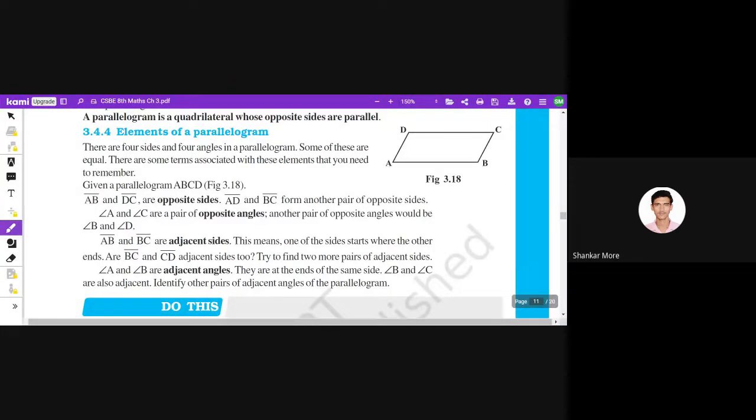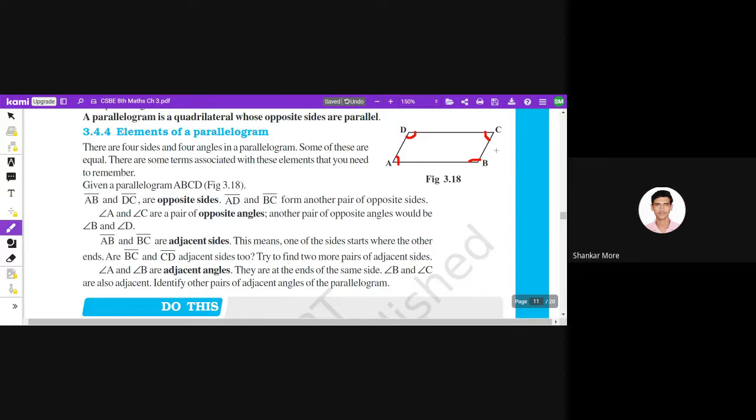So now see, in the given parallelogram ABCD, AB and DC are opposite sides. As you can see, AB is this one and DC is this one. These are opposite sides, and AD and BC form another pair of opposite sides. So angle A and angle C are opposite angles, a pair of opposite angles. मतलब ये जो angle A हुआ और ये जो angle C है, these are opposite. Again, another pair of opposite angles would be angle B and angle D. Okay, so AB and BC are adjacent sides. Now see, this is AB and this is BC.